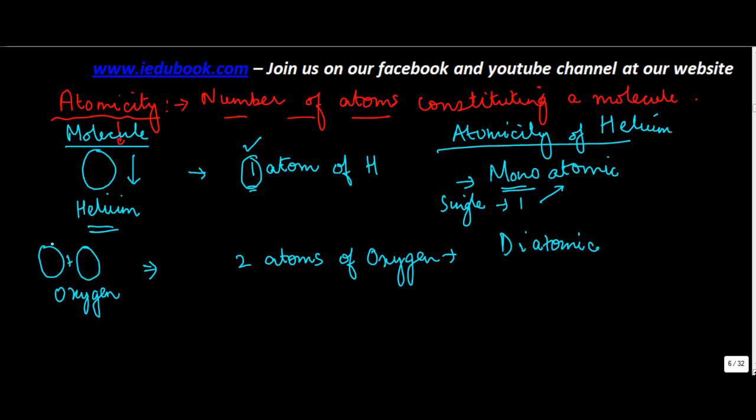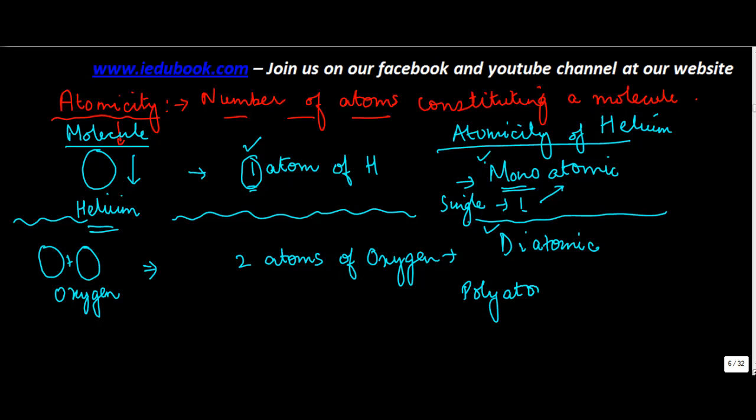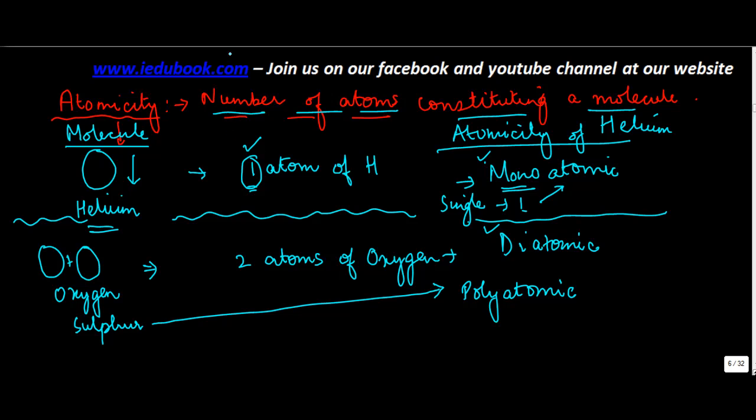Similarly, depending on the number of atoms, a molecule may be monoatomic, it may be diatomic, and in some cases it can be polyatomic. Let's say the case of sulfur, and so on. So atomicity basically refers to the number of atoms constituting a molecule. If a molecule has only one atom, it is called monoatomic. Two, it is called diatomic. It could be polyatomic. Whatever be the number of atoms, the mathematical prefix is added before the word atomic. Okay?